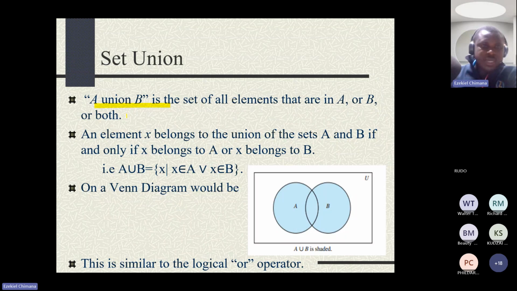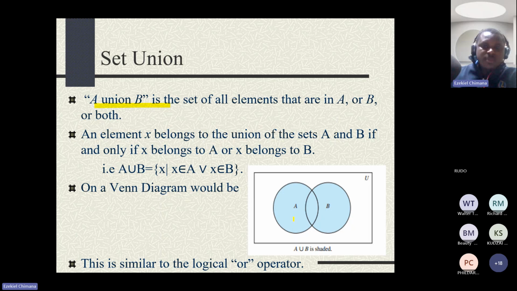That's the union. So an element X belongs to the union of the sets A, B, if and only if X belongs to A or X belongs to B. So A union B is equal to the set of X such that X is an element of A or X is an element of B. So on a Venn diagram, if you look at it, you shade both A and B.